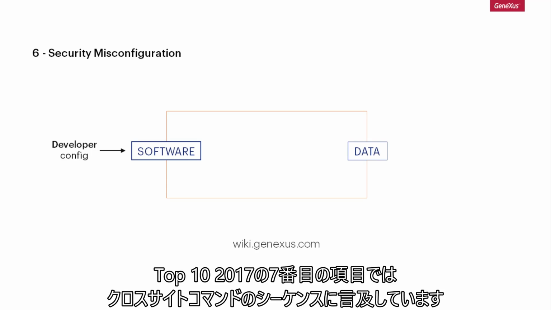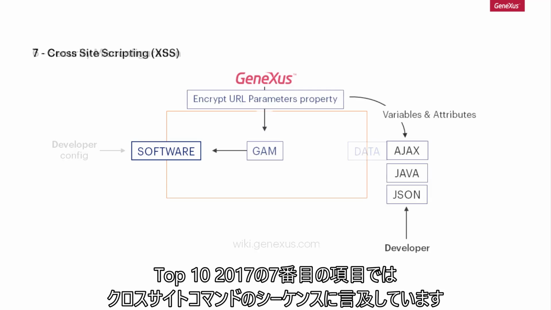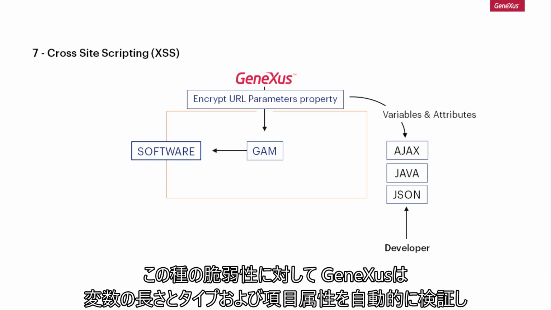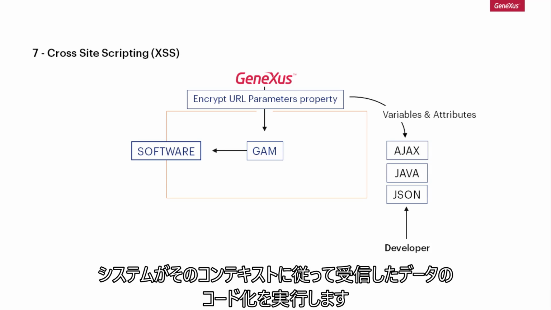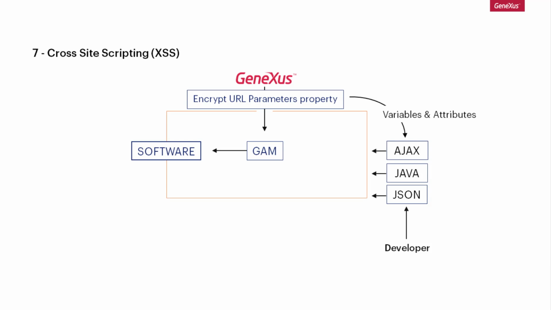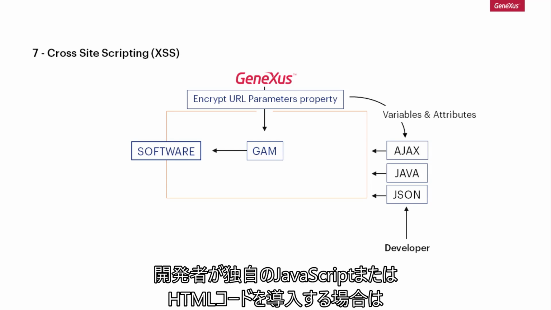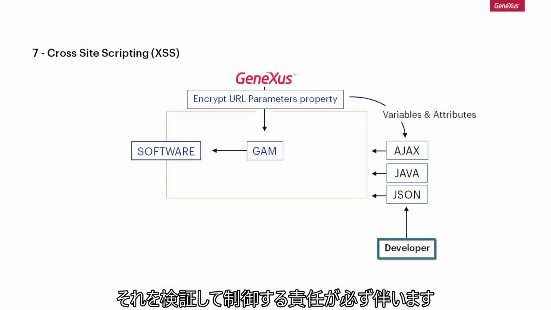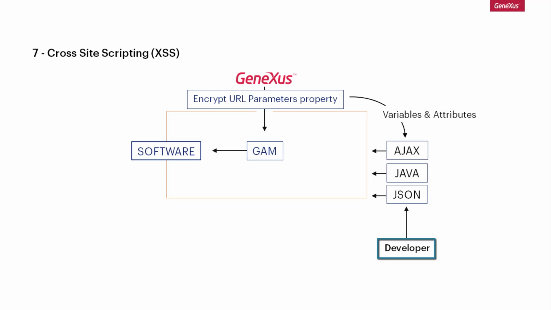The seventh item in the Top 10 2017 refers to cross-site scripting. For this kind of vulnerability, GeneXus automatically validates the length and type of variables and attributes, and it executes the data codification that the system receives according to its context, be it HTML, JavaScript, JSON, or other, also automatically. For cases where the developer introduces his own JavaScript or HTML code, the responsibility to validate and control it becomes mandatory.